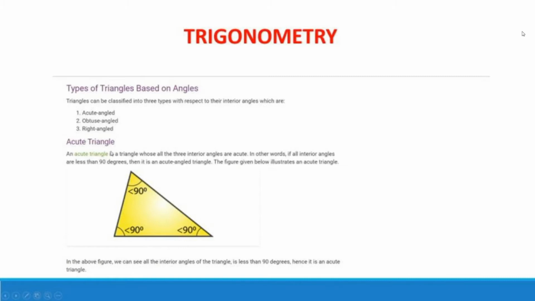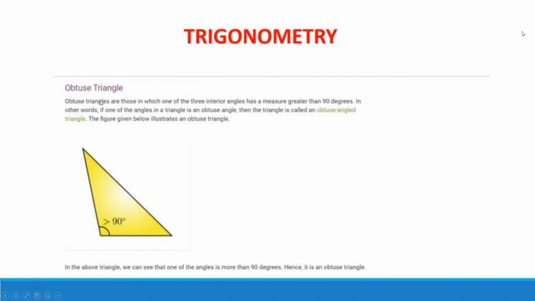For the acute triangle, an acute triangle is a triangle whose all three interior angles are acute. In other words, if all interior angles are less than 90 degrees, then it is an acute angled triangle. The figure given below illustrates an acute triangle. So less than 90 degrees, this is also less than 90 degrees. In the above figure, we can see all the interior angles of the triangle are less than 90 degrees. Hence, it is an acute triangle.